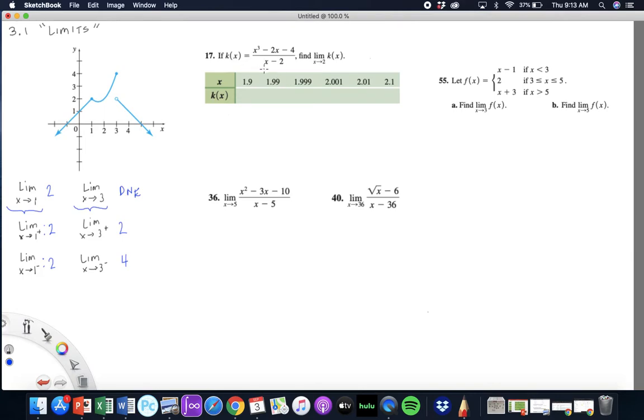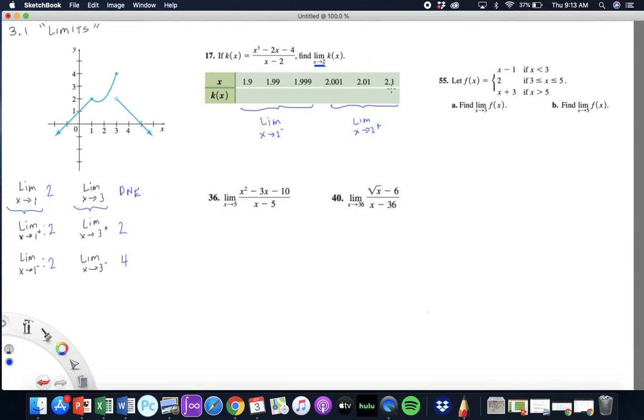Here is the part where we look at the table. A few people use this as a way of finding the limit, but it certainly can be done. Essentially, it's saying the limit as x approaches 2. These numbers right here, if you look at it from this context, are the limit as x approaches 2 from the left. And then these numbers are the limit as x approaches 2 from the right.